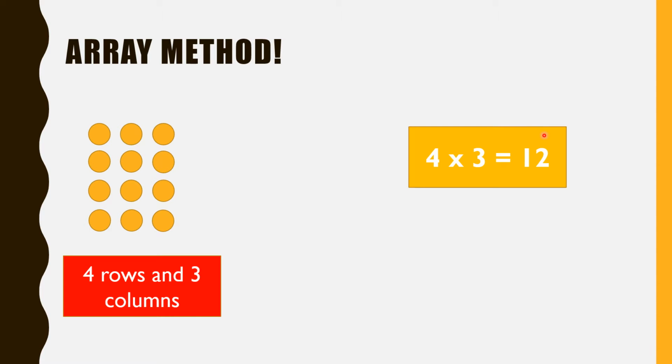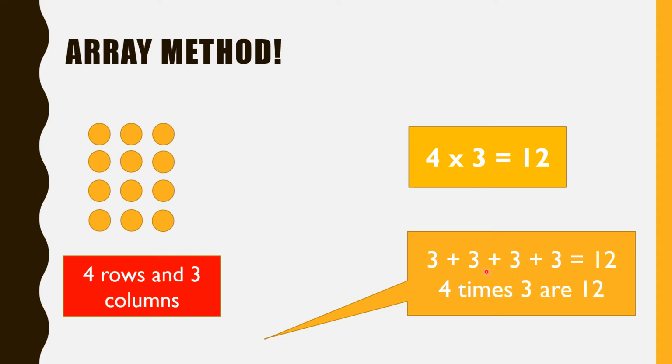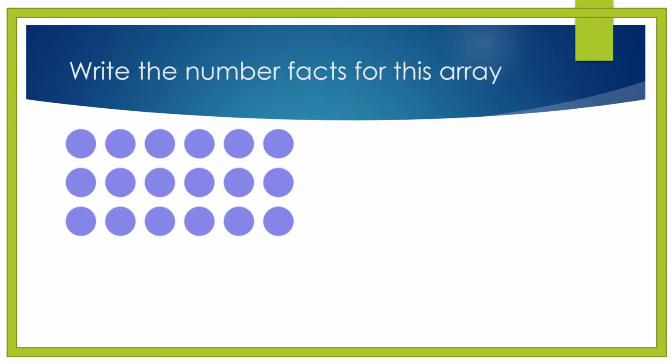How do I come to the number 12? Count the 4 rows together. 1, 2, 3, 4, 5, 6, 7, 8, 9, 10, 11, 12. So what is the answer? 12 is the answer. Okay. So this is kind of a repeated addition also. 3 plus 3 plus 3 plus 3. That gives me 12. So 4 times 3 is 12. Right? We have done this last time.